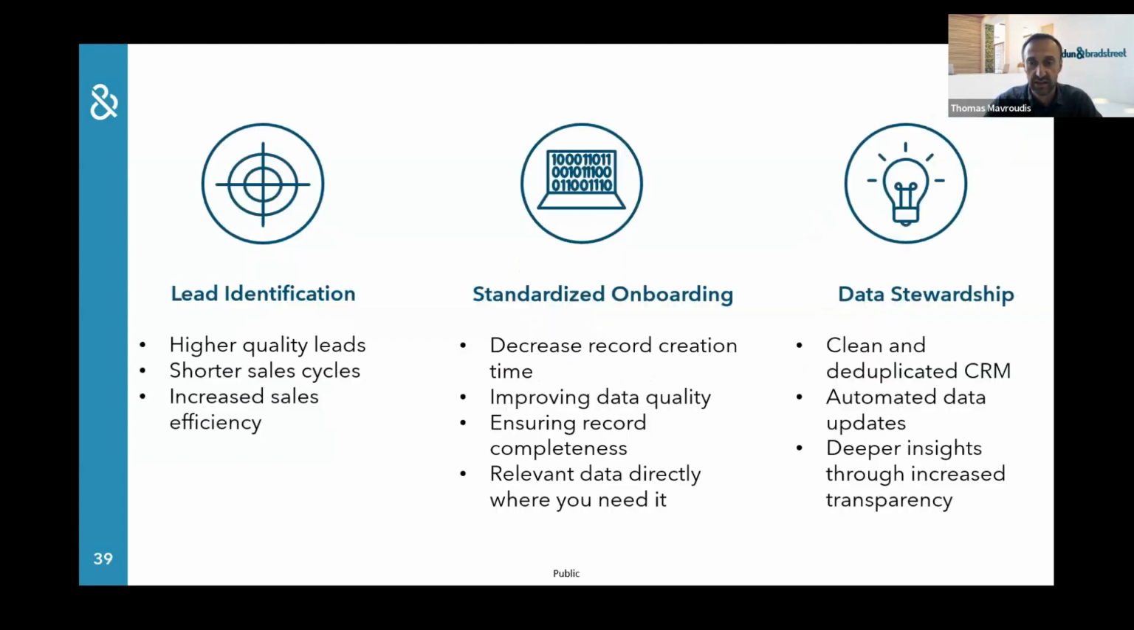CRM systems. If we are going process by process or gear by gear, in the lead identification process this will definitely lead to a shorter sales cycle because the quality of the leads will be higher. On the standardized onboarding, we will have a decreased time on the creation of the records. This will improve the quality tremendously, as we don't have any points of mistakes. And in terms of data stewardship, you will always have a clean, updated and deduplicated CRM system, and you can also follow up your systems and your processes based on that clean data.